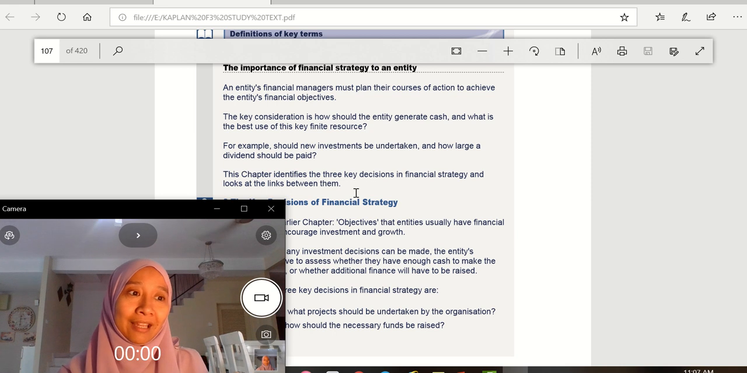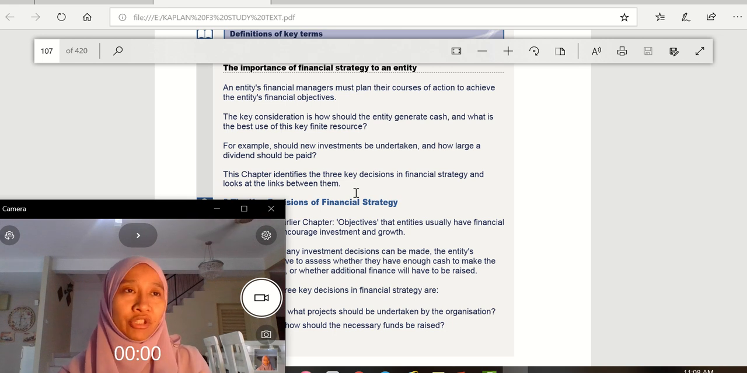You have to make sure that you have extra cash to pay for the dividends, and you have to have certain portions as a reserve. These are the things that need to be taken into consideration. That's why they study this. You have to consider the interrelation, the interlink between these three types of decisions.